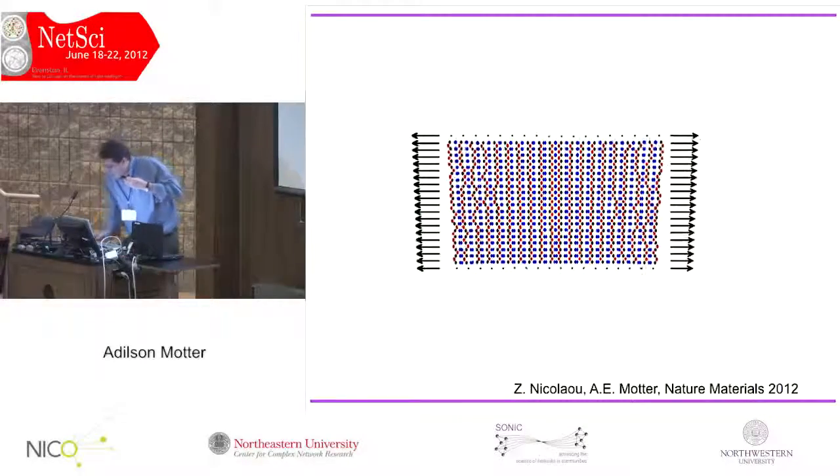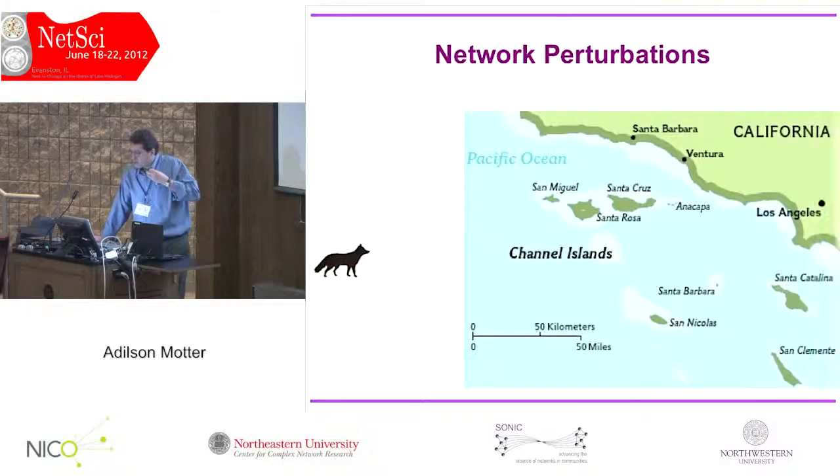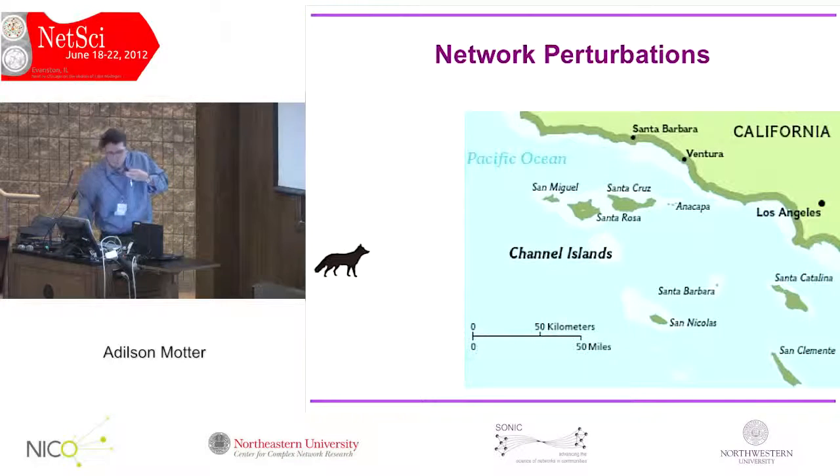Okay. Now let's go to an example that's a bit closer to what I want to cover here. A small food web. This is the example of a relevant part of the food web in the Channel Islands in California.